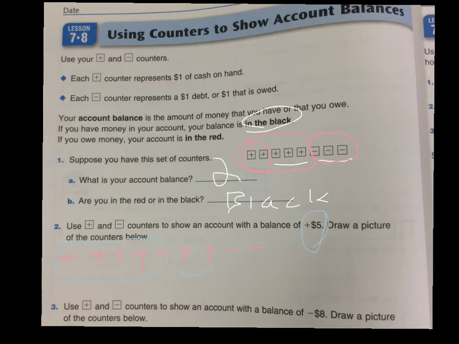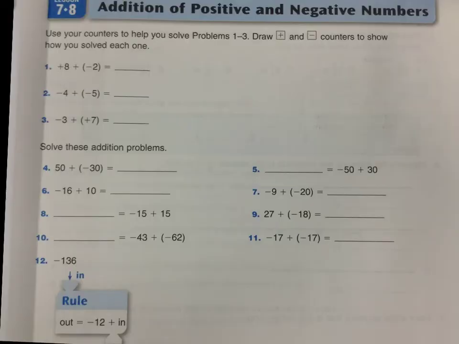Go ahead and try that for number 3 and 4. For this one, it's pretty much the same thing. For number 1, we have plus 8 plus negative 2. We could continue to draw the counters. Let me find a good color here. Maybe a dark blue would be good. Okay, let's draw the counters. 1, 2, 3, 4, 5, 6, 7, 8.